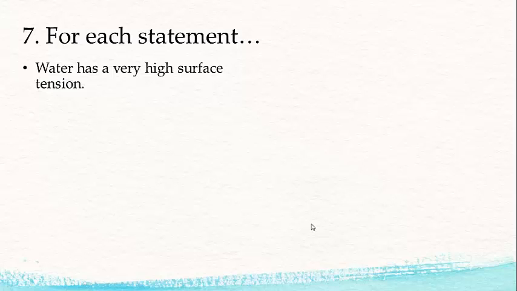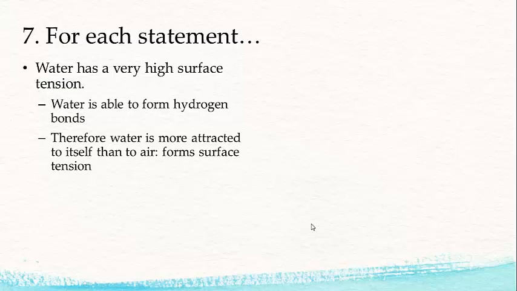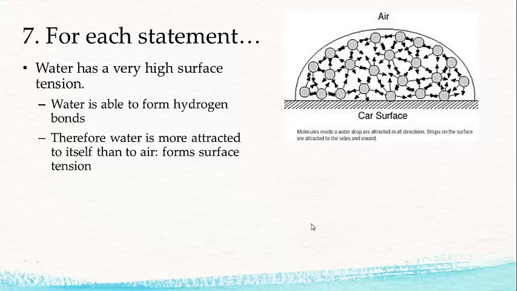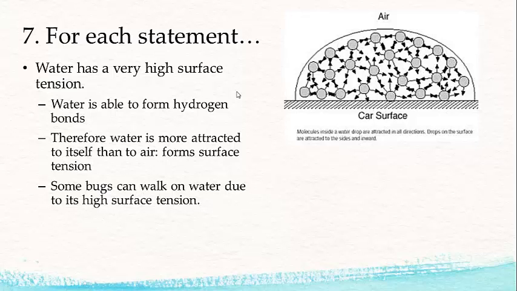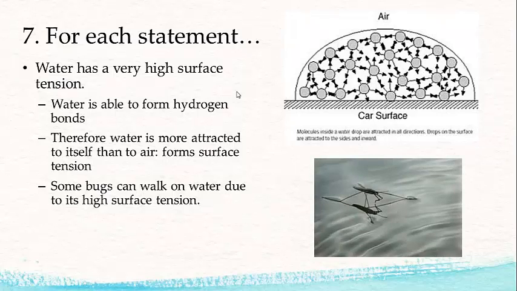Next statement says that water has a very high surface tension. So water is able to form hydrogen bonds. Therefore, water is more attracted to itself than it is to air. This leads to surface tension. So here in this picture, we see the water molecules, and we see that they're forming lots of attractions with each other, but no attractions with the air. So this leads to a water droplet with very high surface tension. Some bugs even make use of this to walk on water.